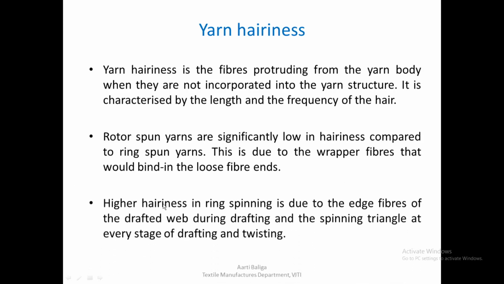Higher hairiness in ring spinning is due to the edge fibers of the drafted web during drafting and the spinning triangle at every stage of drafting and twisting. So we know in ring spinning, always the edge fibers tend to protrude out, and this mainly we see in the drafted web that comes out of a drafting system, and it is also seen in the spinning triangle during each and every stage of drafting on speed frame as well as ring frame.